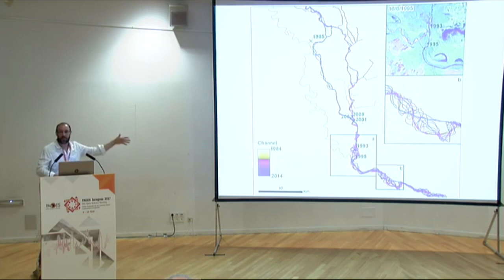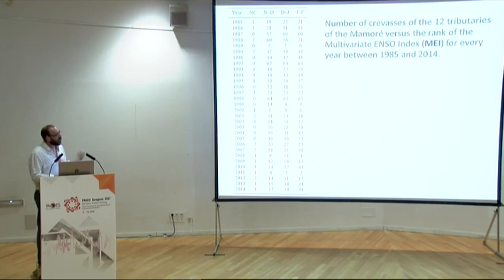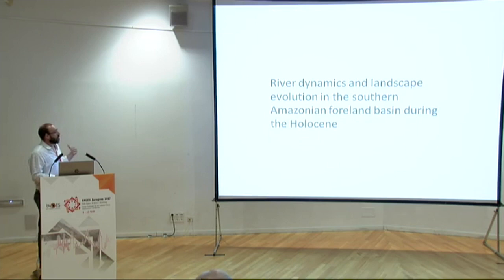So the first conclusion is that most of the sediments eroded from the Andes is deposited in the alluvial plains before it reaches the Mamoré. And this is done by the crevasse splays and the avulsions. Then I looked at the relation between the formation of crevasses and the ENSO events. And I didn't find any correlation. So basically the accretion of the alluvial plains is not controlled by ENSO. These tributaries respond to intrabasinal dynamics. What we see in the last 30 years is not related with ENSO, and of course there must be some climate influence on it, but it's not El Niño. So let's look now at what happened during the Holocene.